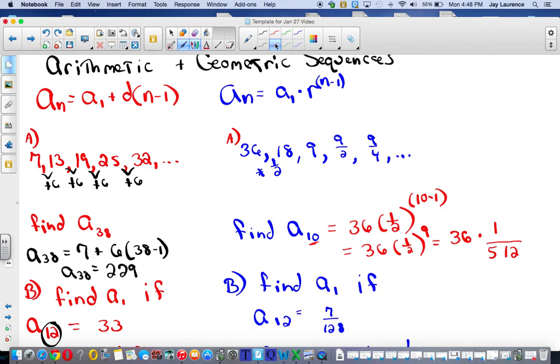36, let's see, I think 4 is going into both of them. So is 9 going into both? Nope, 9's not going into both. So I'm going to divide by 4, and I'm going to get 9, and that's kind of cool. Notice my fractions are all 9 over something, so that makes a lot of sense. And if I divide 512 by 4, I get 128. So this is 9 over 128. That's the 10th term in that sequence.